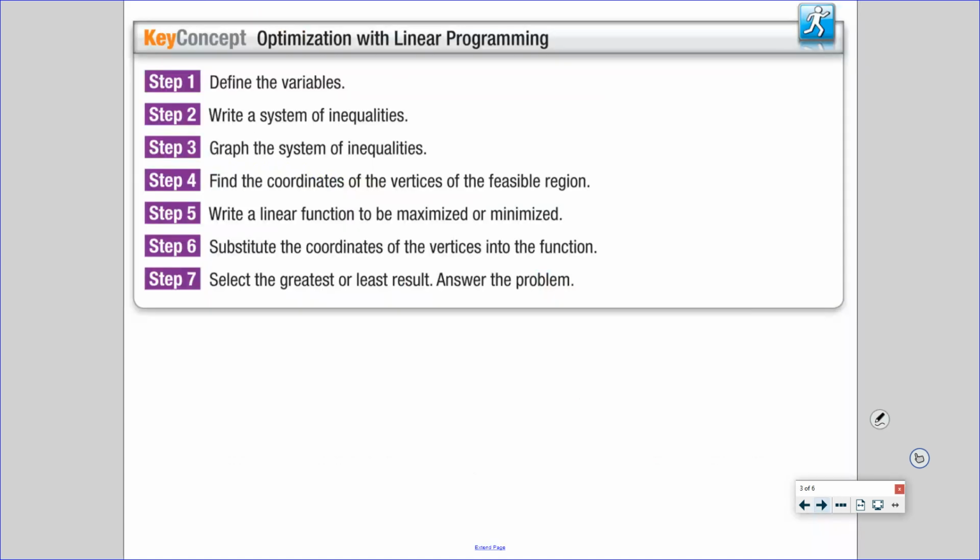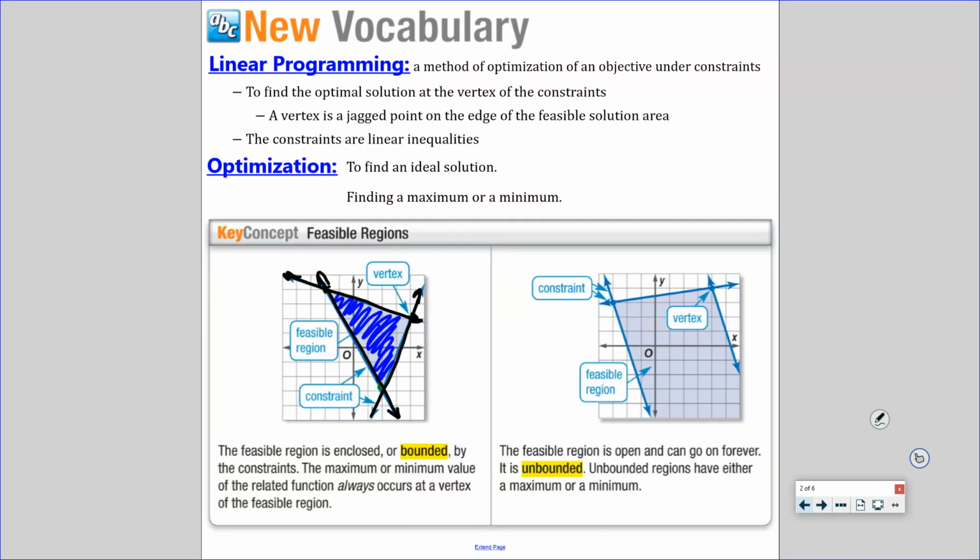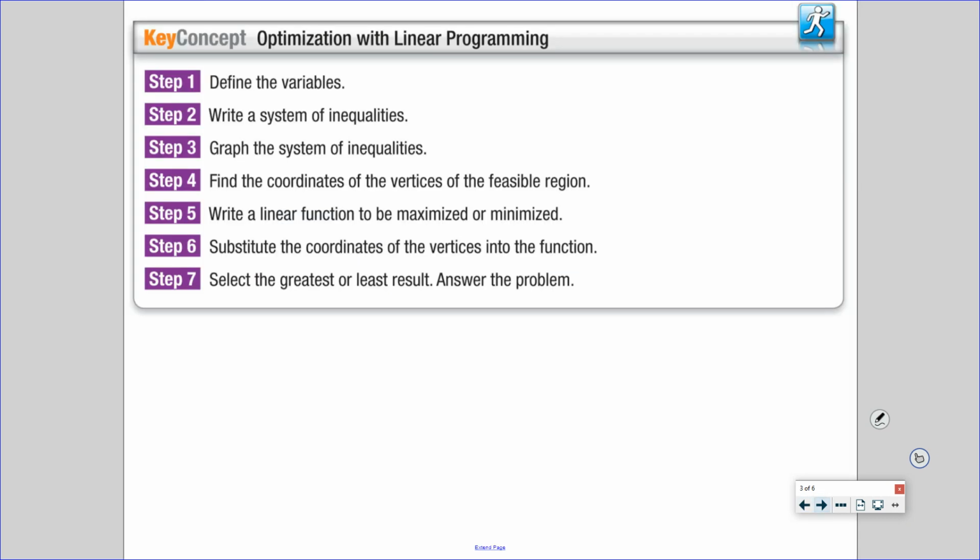Okay, so here's the step-by-step to solving these optimization problems with linear programming, as they're called. First off, we're going to define variables. That's more for word problems. You're often going to have to write a system of inequalities. Those are your constraints. So writing the system of inequalities, all the equations for the lines with the constraints, if they're not given to us.